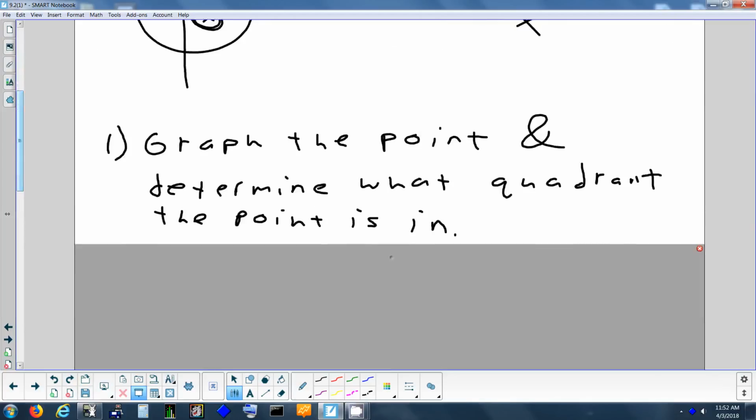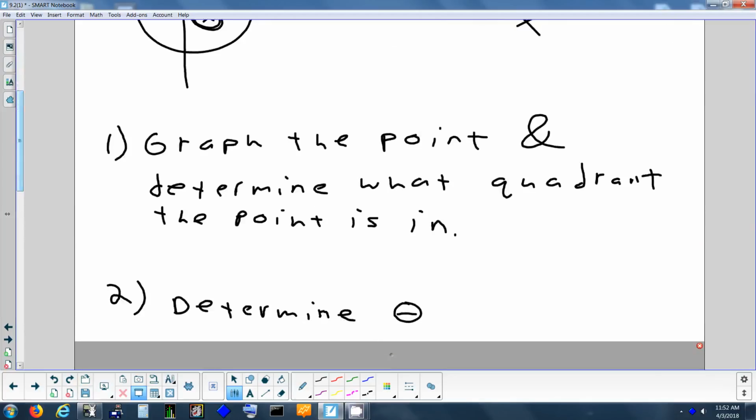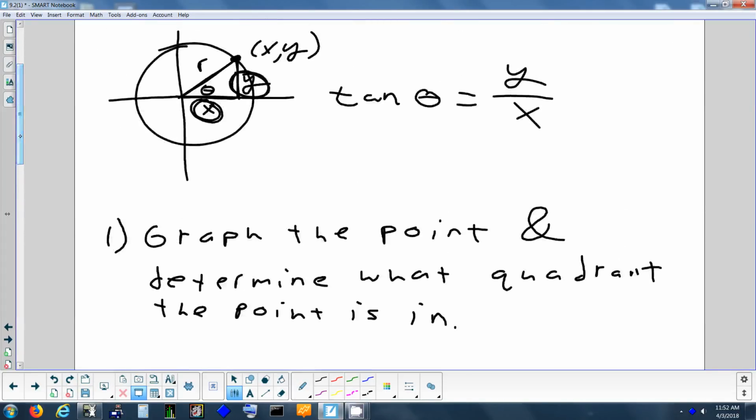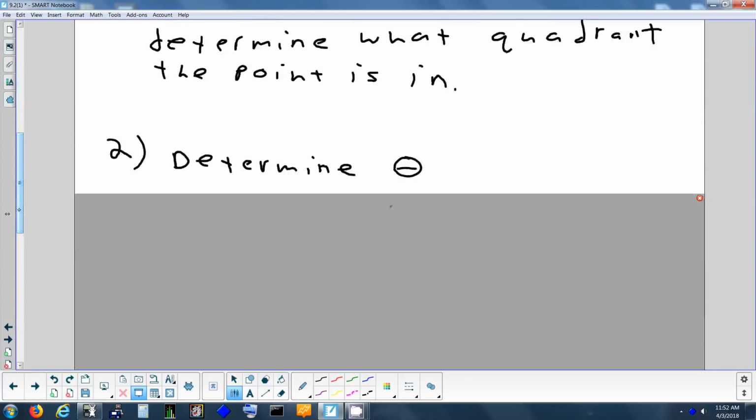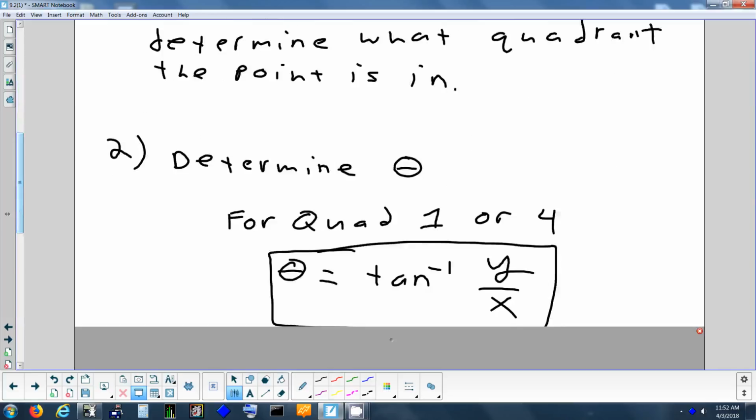So graph the point, determine the quadrant, and now find both things you need. You need theta and you need r. There's your formula for theta. Tangent theta equals y over x. The only thing I'm going to do is write it like that. Inverse tangent of y over x will get theta by itself.